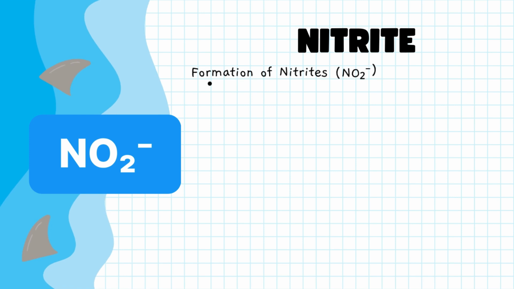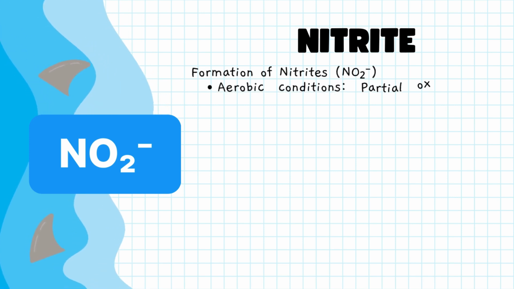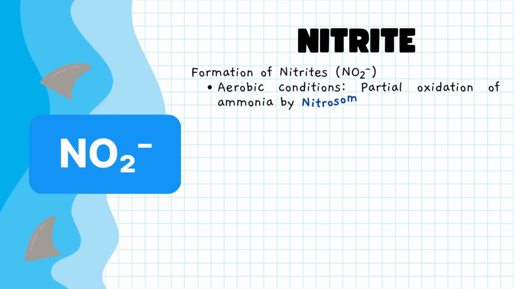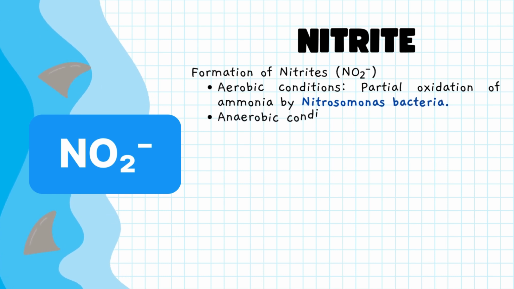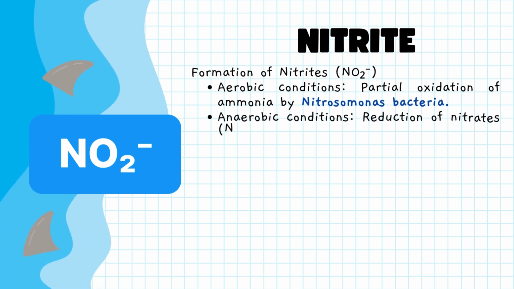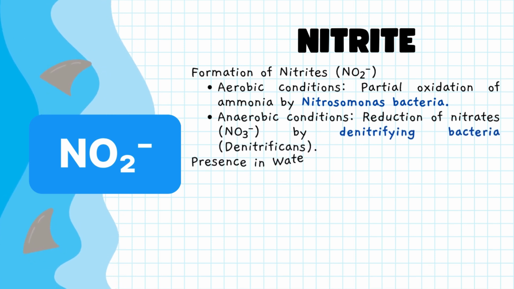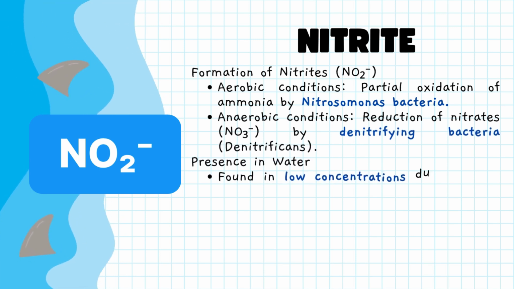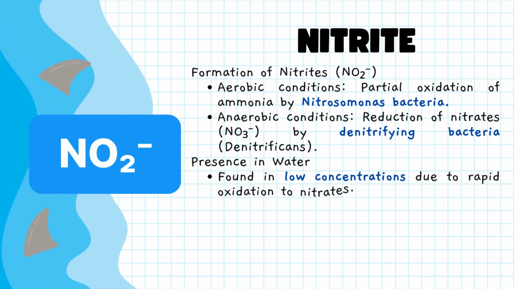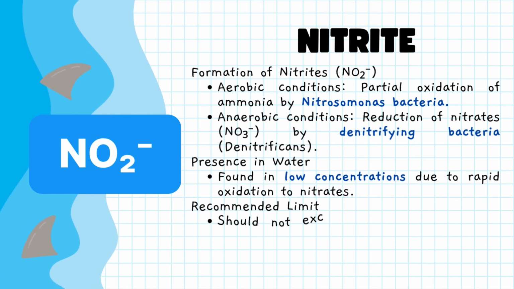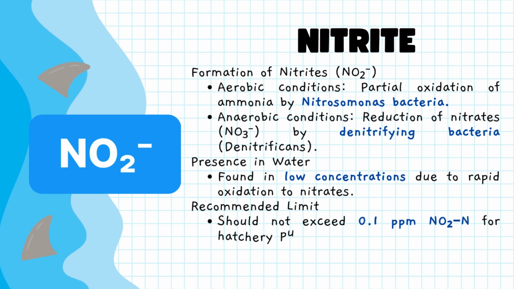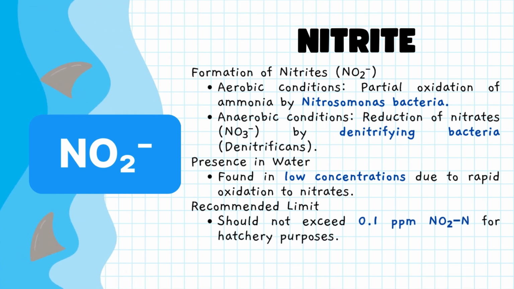Nitrites are an intermediate product in the nitrogen cycle, formed by the oxidation of ammonia by the Nitrosomonas bacteria. Although less toxic than ammonia, nitrites still pose a threat to fish by interfering with oxygen transport in the blood, leading to a condition known as brown blood disease or methemoglobinemia.